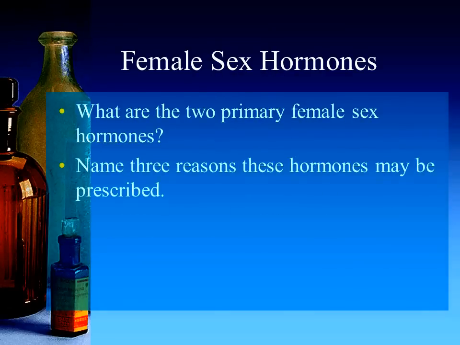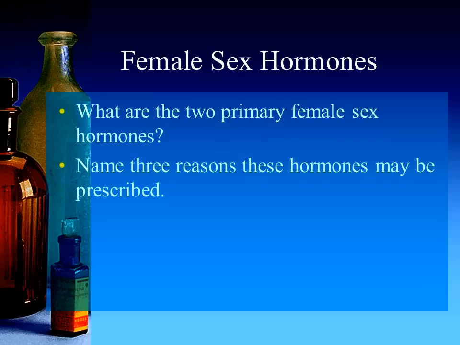So we're going to start this section with female sex hormones. So what are they? There really are 2 primary female sex hormones, estrogen and progesterone. Basically, they're responsible for stimulating the development of the uterine lining and of the mammary glands.